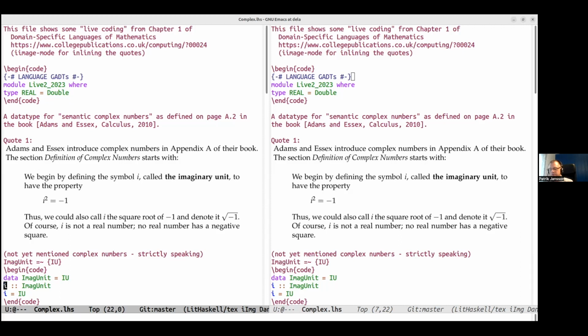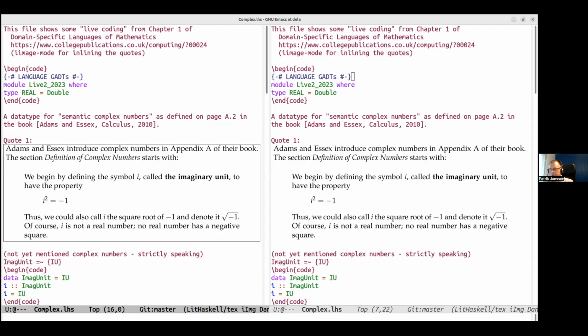The reason for not writing lowercase i here is that Haskell does not allow data type constructors to be lowercase letters. So this is a bit of an annoying detail. But anyway, IU is now an imaginary unit and little i is the same as IU. So I can choose to use little i if I want to. So this quote leads me to introduce this new type.